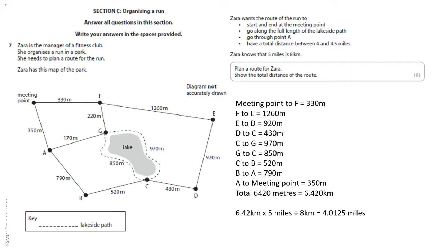But part of the key of the question is that it has to be between 4 and 4.5 miles. So looking at what we've done with conversion up there, we take our kilometerage, which is 6.2 kilometers, times that by 5 miles, divide that by 8 kilometers, which gives us a mileage. You'll also note, as I've done the question there, I've had all the answers in meters, but when it comes to the final point, I have to convert it into kilometers. Always please bear in mind that 1,000 meters equals 1 kilometer.